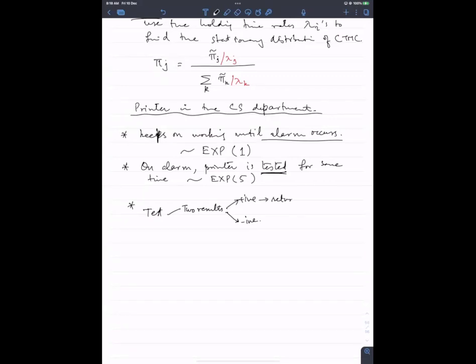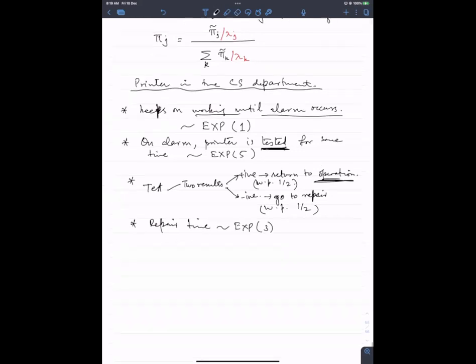Okay. Positive ka matlab hai, you return to operation. Now you can see ki ye kaise aapki state change ho rahi hai. Ye aapki ek working state hai, ek aapki testing state hai, aur phir aap wapas working state mein, operational state mein chale gaye. Agar negative aa jata hai, you go to repair state. Agar wo test negative aa gaya to is printer ko you send it to the repair guys, and this happens with probability 1/2. So obviously the positive result also happens with probability 1/2. Okay, if you send the printer to repair, then the repair time is exponential, also exponential with a parameter 3. Has to be exponential, otherwise it will not be a Markov chain.